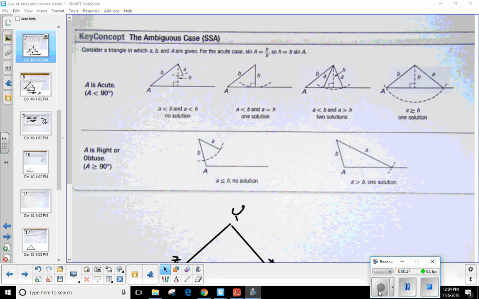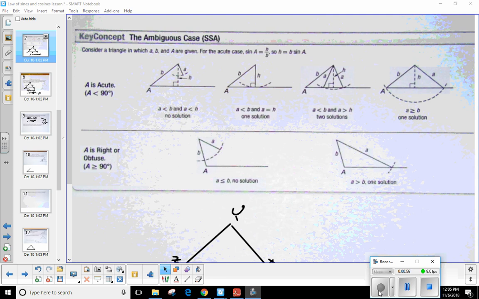Okay, it is possible to have two triangles with the exact same measurements. And what I started to show you yesterday was this chart, which simply shows you, based on your information, if you'll have only one triangle, if you'll have two, or if you won't even have a triangle that'll fit those measurements at all. Now, in the top row, the angle given was acute. If you're in the bottom row, then it's going to be right or obtuse. And then from there, you just take a look at your information.